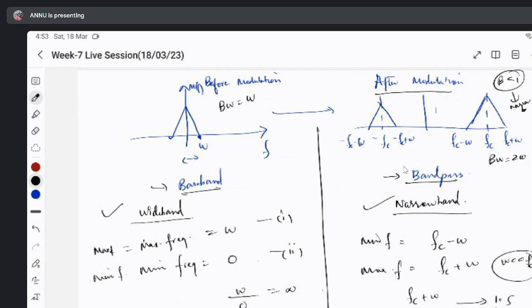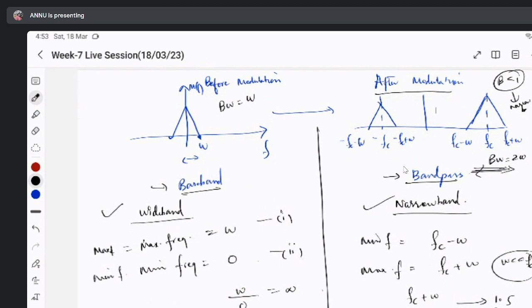I remember this question because we had it in the GATE exam. So this type of concept is there. Here the variation from minimum frequency to maximum frequency ranges to infinity, which is a baseband signal, and we are converting it to a narrowband signal. So this is why this is called narrowband, and this is why this is called wideband. So this is the answer.